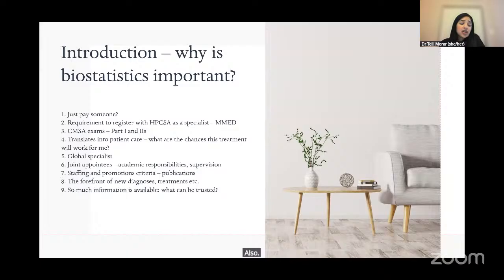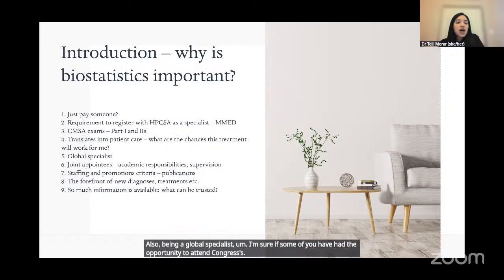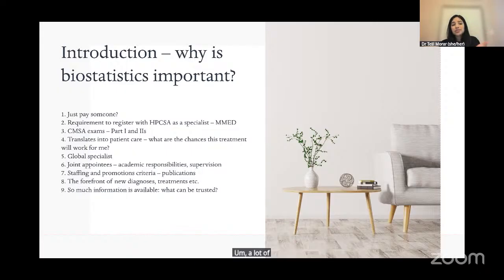Also, being a global specialist, I'm sure some of you have had the opportunity to attend congresses, and a lot of it is explained using biostatistics. I think it's very difficult to go to a congress and engage with presentations if you don't have some of that knowledge. Also, as a registrar, I think everyone is a joint appointee.